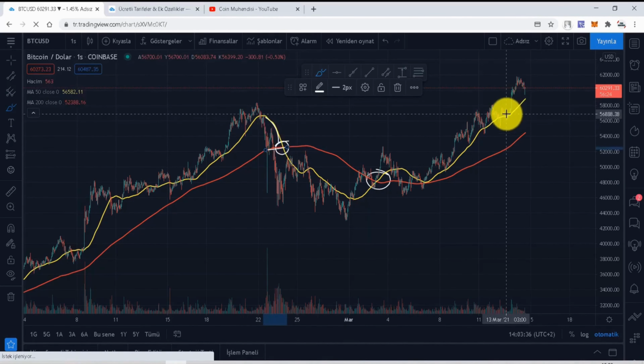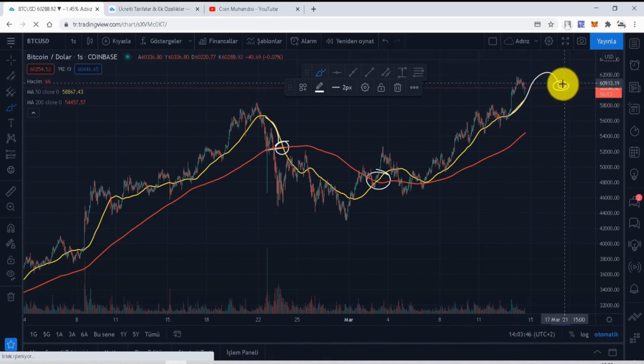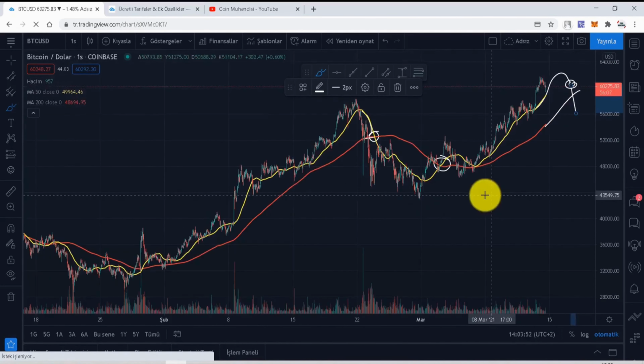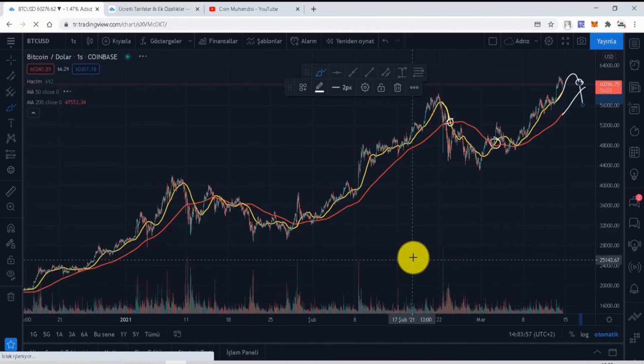For example, right now, the moving averages are indicating an upward direction. I'm giving an example. The moment it starts to cut down slightly, sellers come in, and when it crosses below this red average, a waterfall occurs. Moving averages, or hareketli ortalamalar, are concepts that we will use many times later.